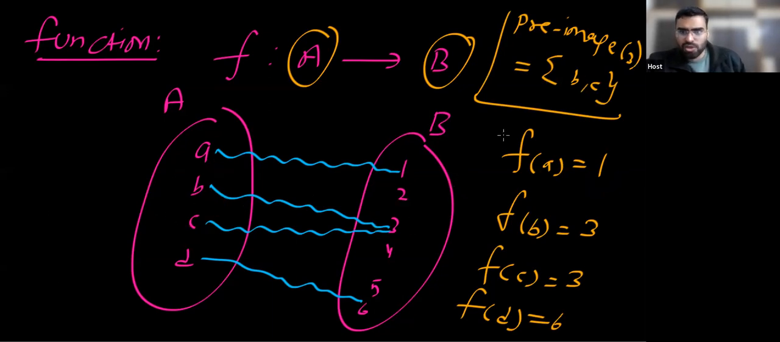And what is the pre-image of 2? Pre-image of 2 is basically empty set, because no one is mapping to 2, so that is the reason. Okay, so this is your function definition.